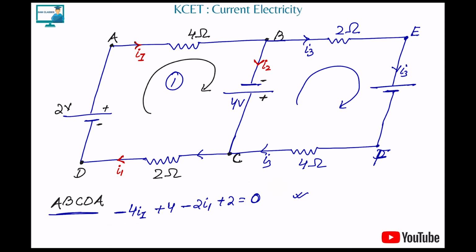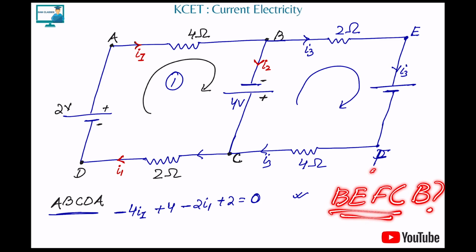Clear? Now for the loop B, E, F, C, B, this will be your homework. Put it in the chat section. I'll see how many students have done it correctly.